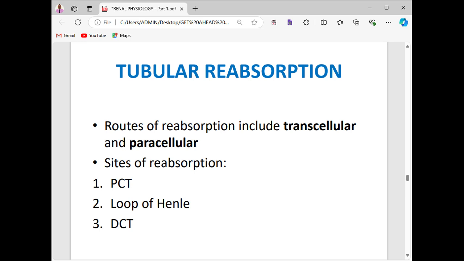Then we have the loop of Henle. Things which are reabsorbed there are sodium and chloride. Then we have the distal convoluted tubule. Here, things which are reabsorbed include sodium, calcium, bicarbonate, and water.